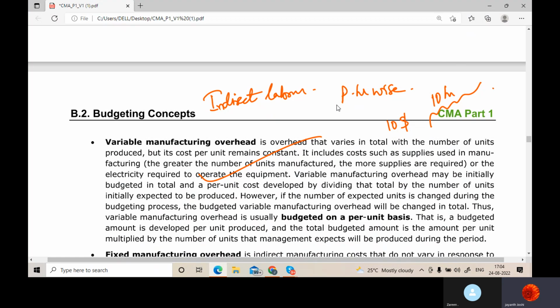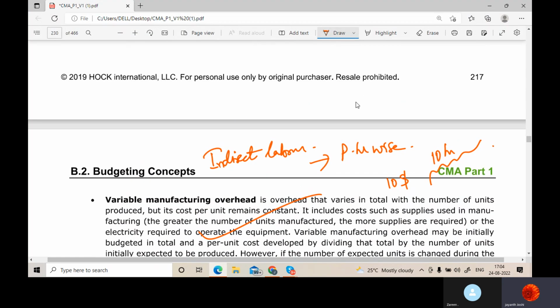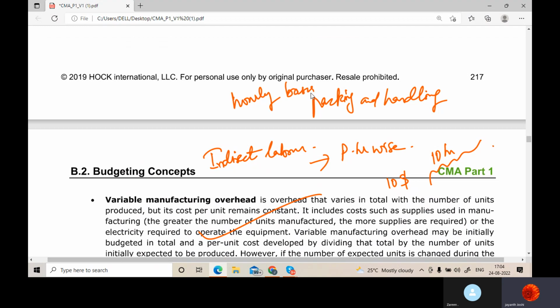So this can be a very good example. There can be some labor involved in loading and packing and handling, and we pay them on an hourly basis. That is also an example of indirect labor, and that is an example of variable manufacturing overhead.